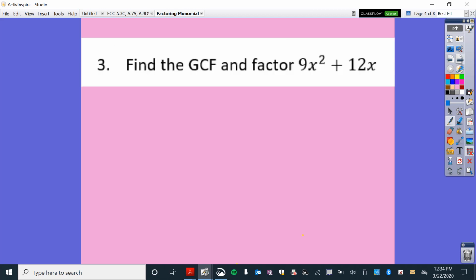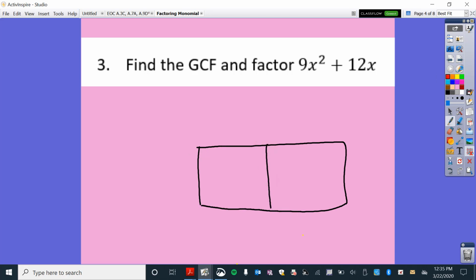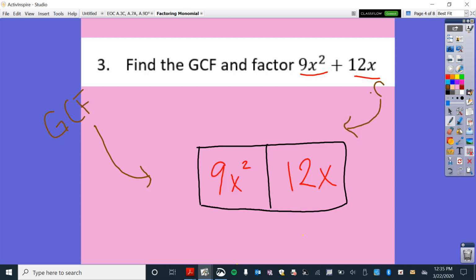Alright, now for number 3, we're finding the GCF and we're factoring this expression. So remember that whenever we are finding the GCF and factoring a monomial and it tells us GCF and factor, we do our one long box. We're going to put what they give us into our box. So we're going to put our 9x squared and our 12x inside the box. Now we have to figure out what our GCF is. Now remember that your GCF is going to be down here, and up here is your factor.